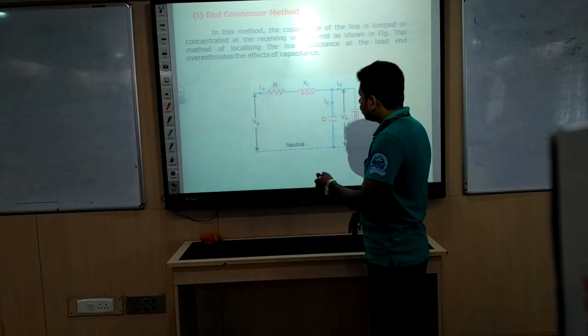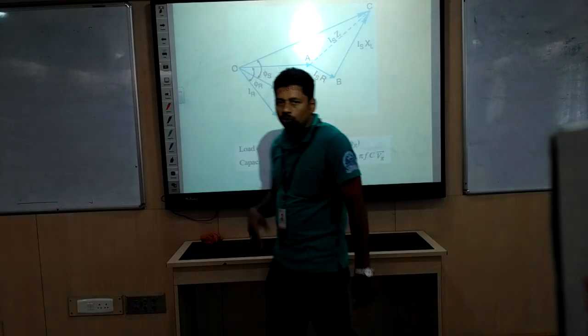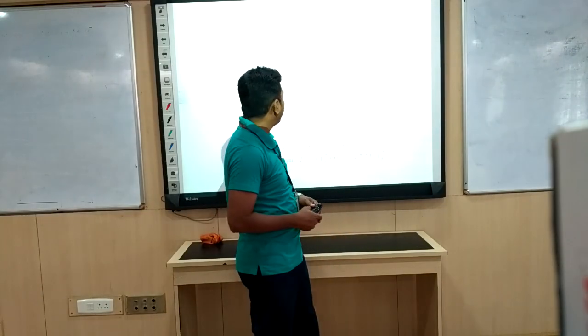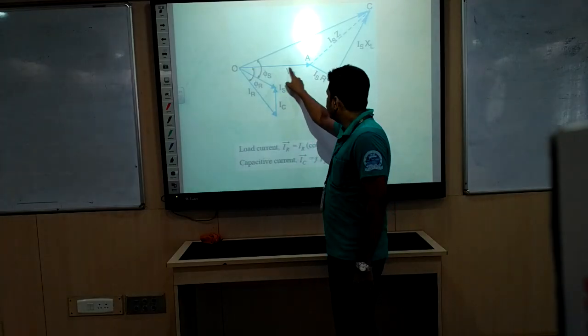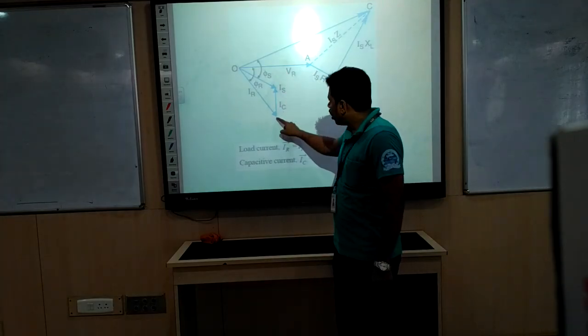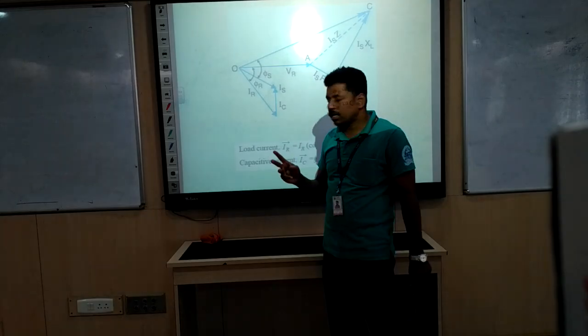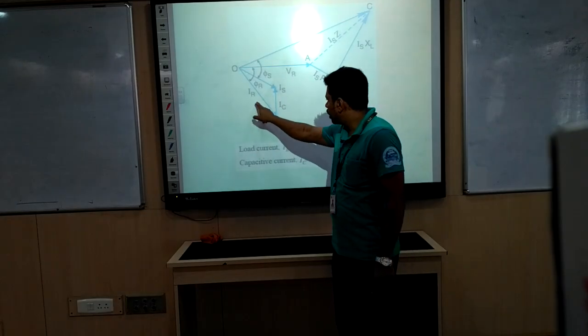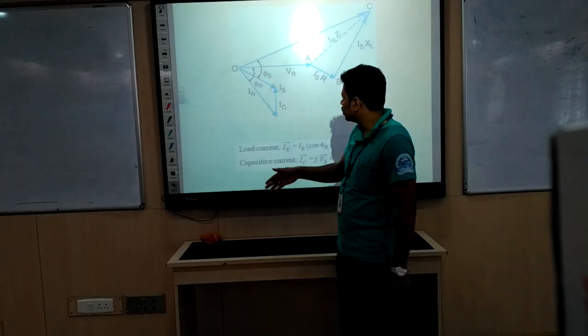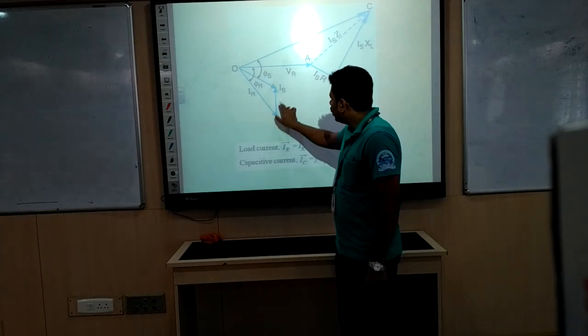Then, for the end condenser method, once again, to draw the relation in terms of a phasor diagram, similar to the previous case, the short transmission line, here also we consider VR as a reference. There are three currents here. The summation of IR plus IC: IR is the receiving end current, IC is the capacitance shunt branch current. If you add these two, that is your IS.